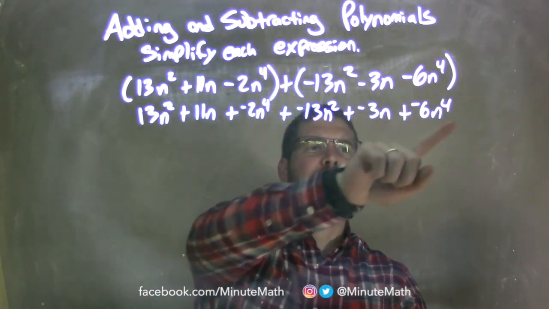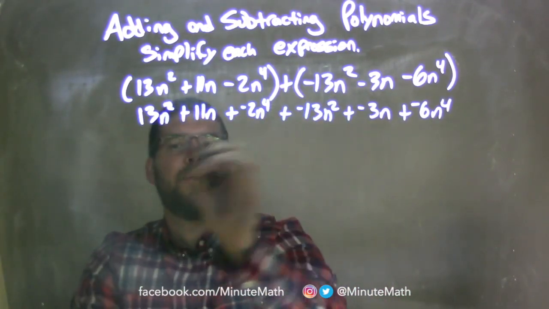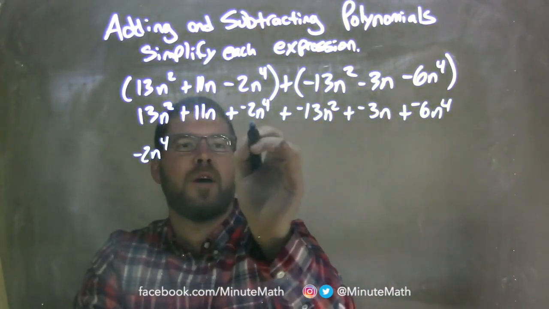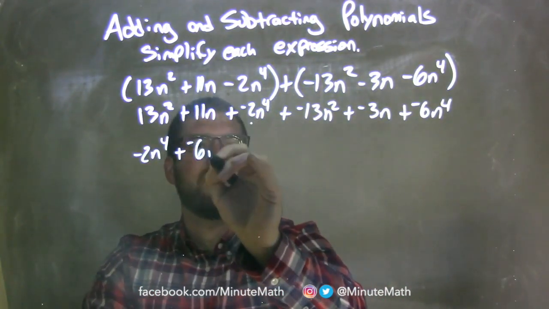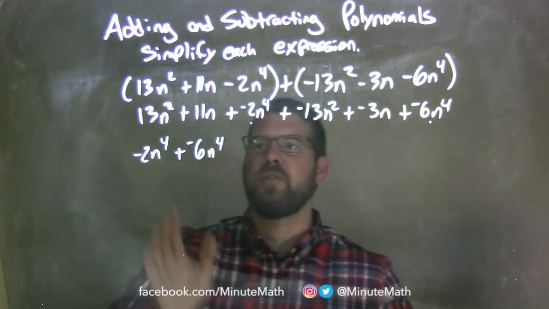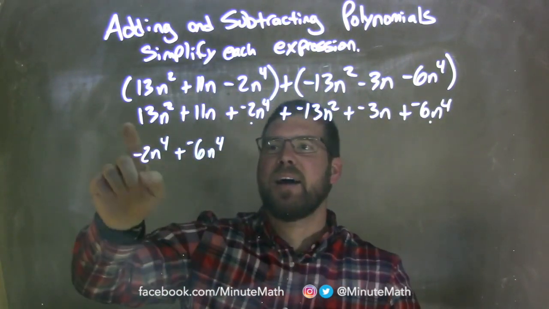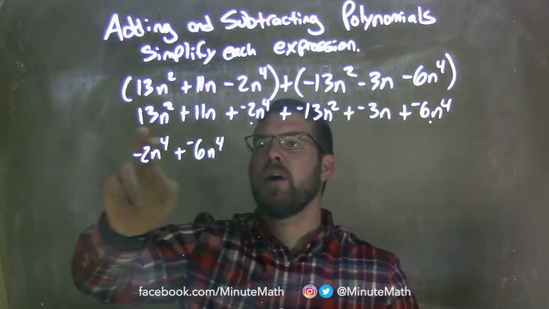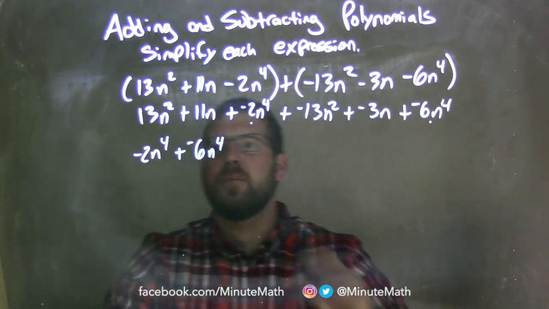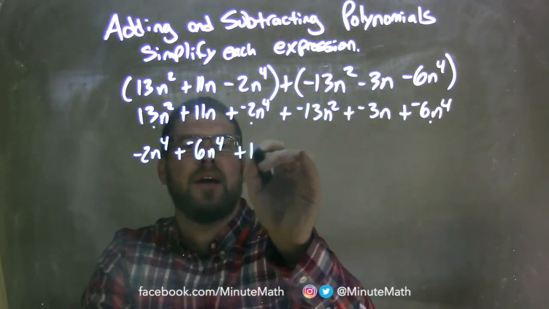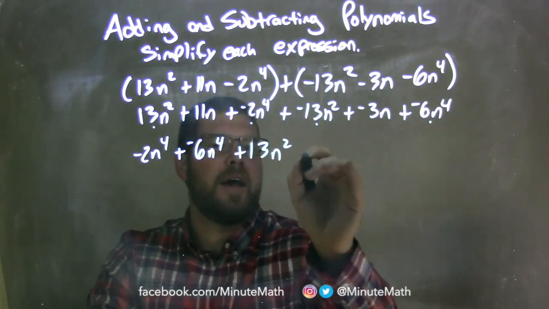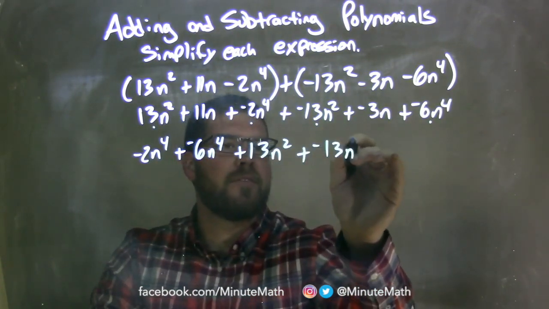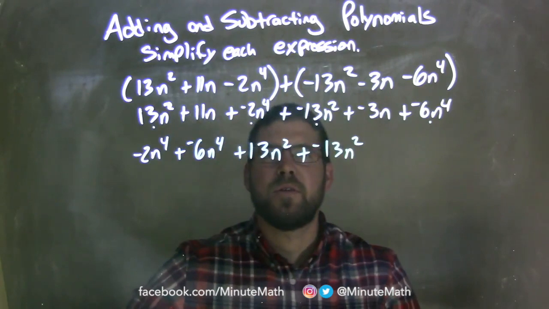So I look, my highest degree is to the fourth power. So I'm going to go to the negative 2n to the fourth first. I put a little dot underneath it saying that I brought that down. Plus a negative 6n to the fourth was next. Okay, and I don't see anything else to the fourth power. Next highest degree I see, there's no third power, but there's something to the second power. There's two terms. So I'm going to add a 13n squared here. And then this one here, another one is adding a negative 13n squared. I don't see anything else to the second power.